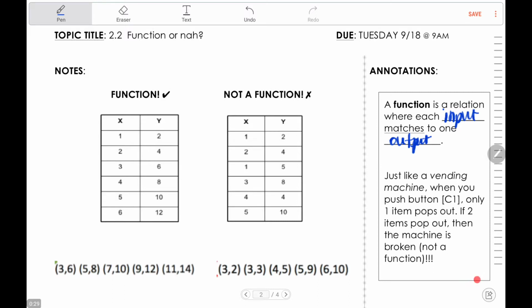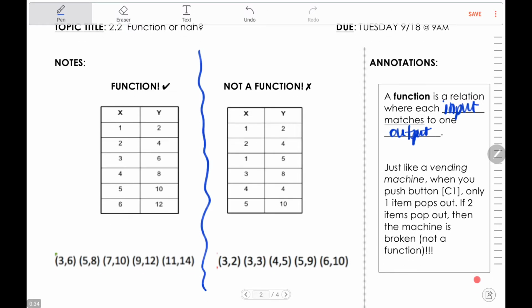So let's take a look at this one here. I'm going to split this page down the middle because the left-hand side are functions and the right-hand side is not. So the left-hand side here, on a table, this is a function because every single x value has one y value. 1 to 2, 2 to 4, 3 to 6, 4 to 8, 5 to 10, 6 to 12. Every single input has an output. So that's why it is a function.